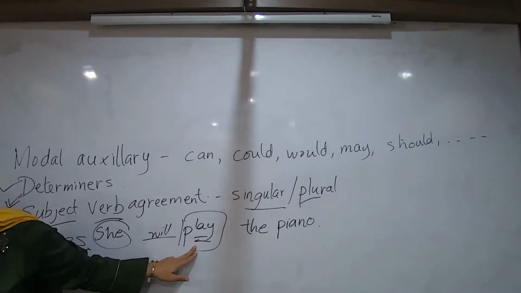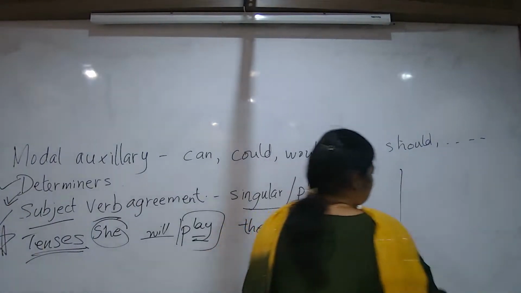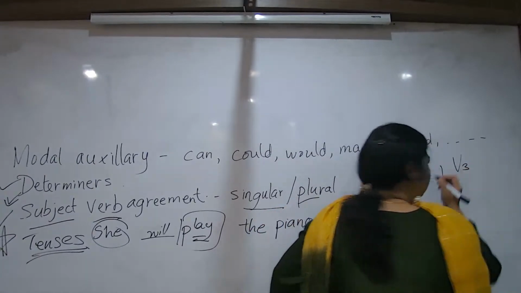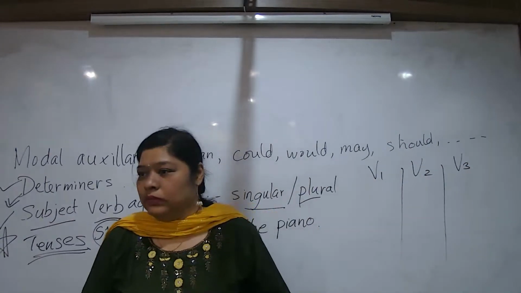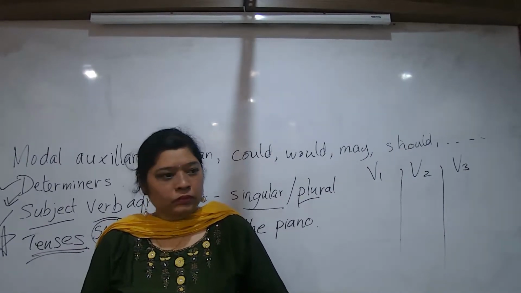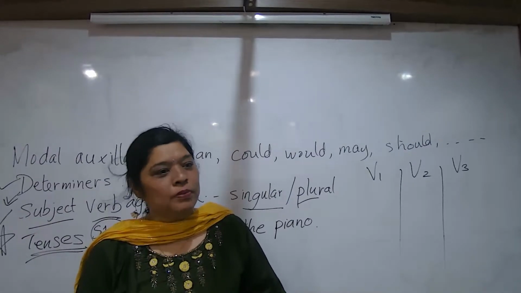What are the three forms of verbs? What is verb 1? What is verb 1, verb 2, verb 3? What is verb 1? First person, yeah. Person, then there is no difference between verb and noun.